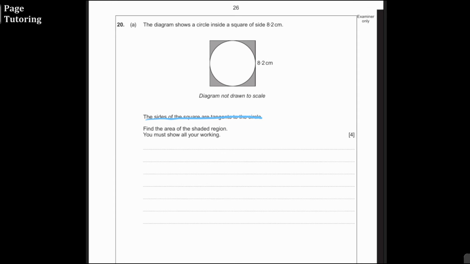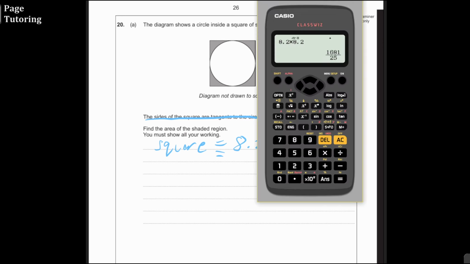So now what we need to do, we want to find the shaded area. Well, we know how to find the area of a square. So imagine the circle's not there. We could do the square as just 8.2 centimeters, and because the sides of a square are all the same, just times 8.2 centimeters. So let's plug that into our calculator. That gives 67.25.